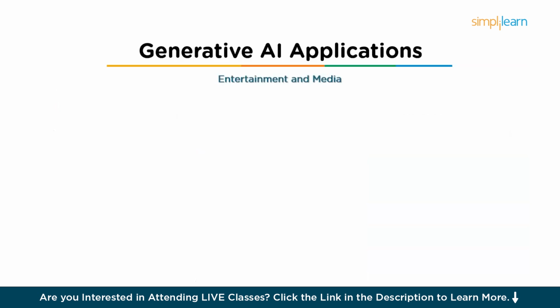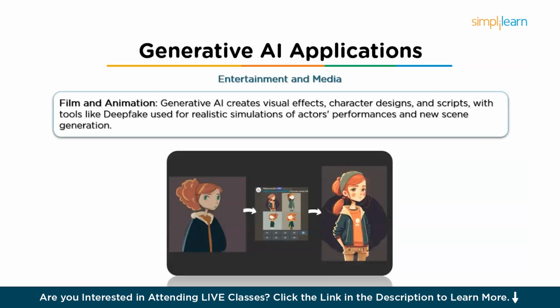And then we have the field of entertainment and media, where we have film and animation. So GenAI is used in film production to create visual effects, generate character designs, and even script writing. AI-powered animation tools can generate facial expressions, voices, and movements for characters. For example, deepfake technology has been used to create realistic simulations of actors' performances, which we see nowadays on social media, allowing filmmakers to reuse older footage or generate entirely new scenes with minimal resources.